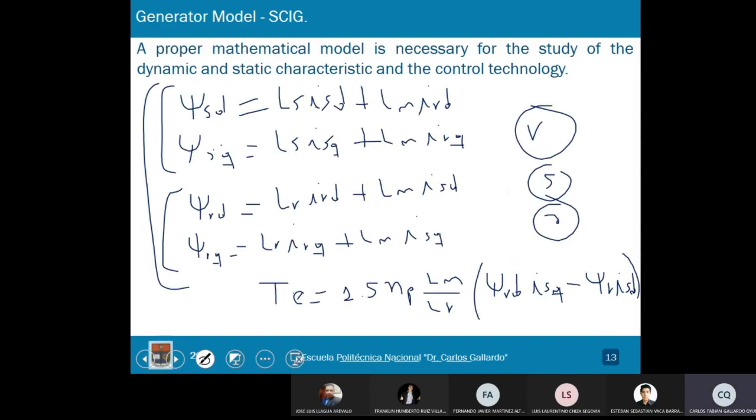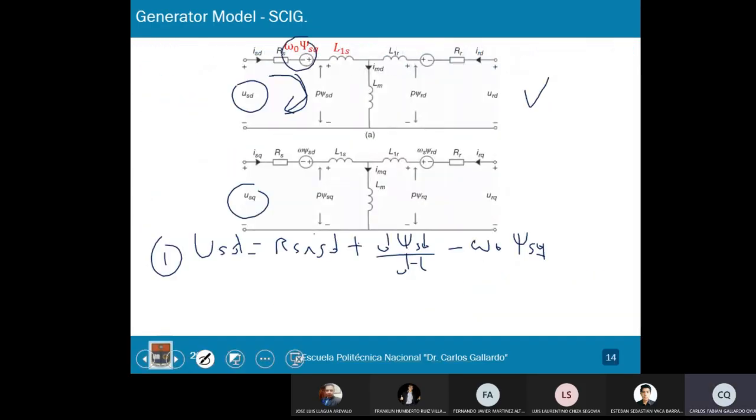Okay, applying Kirchhoff voltage law, I am building the circuit. Pay attention. I will have here the stator leakage inductance, and the leakage inductance for the rotor too. So let's work in the fluxes.